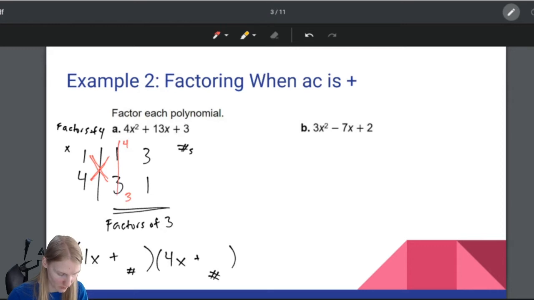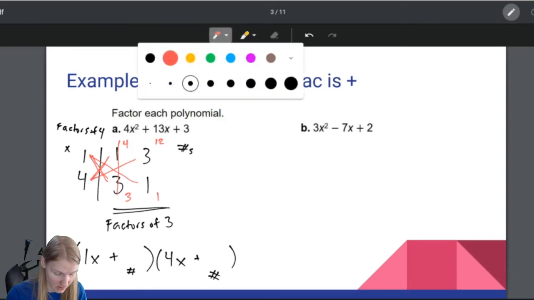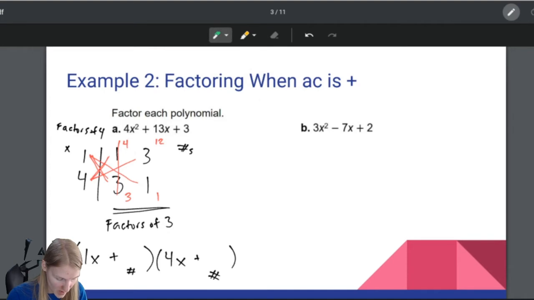So now I'm going to do 4 times 3, which is 12. And 1 times 1, which is 1. Hey! If I add 12 and 1 together, I get 13. So what this tells me is that I'm going to have 1x plus 3. And what this tells me is that I'm going to have 4x plus 1.